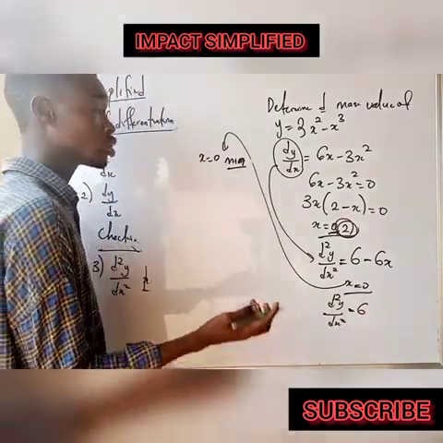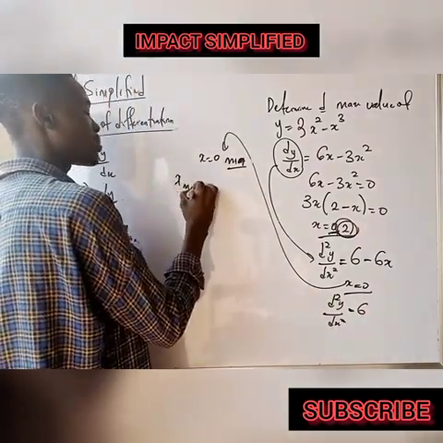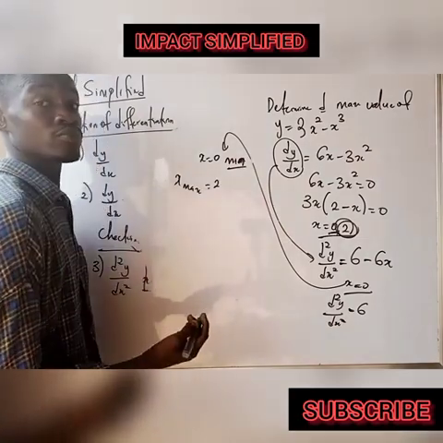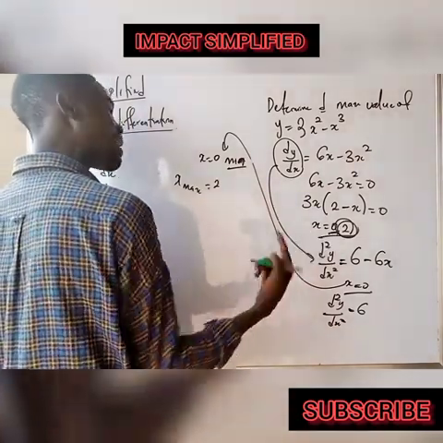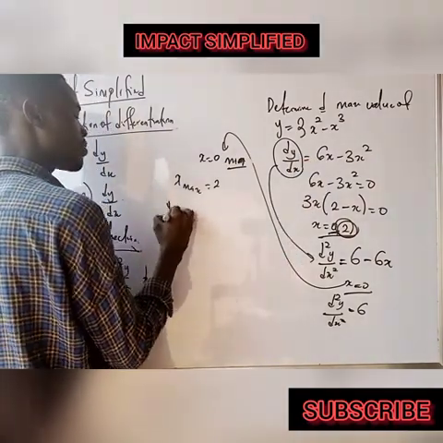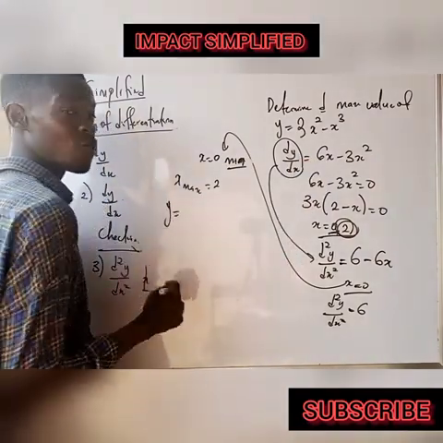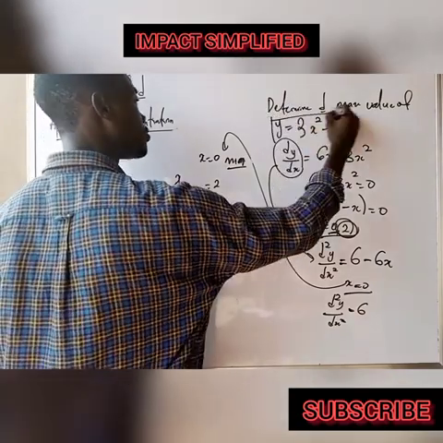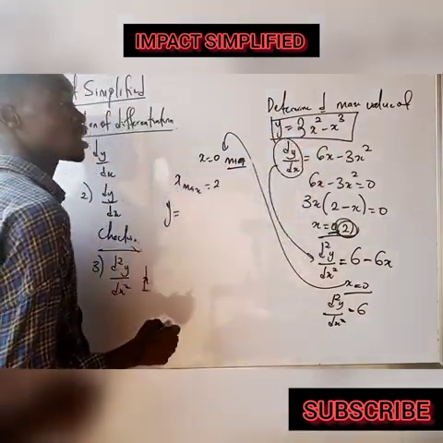Our x is equal to 2. So we have our x max as 2. But the answer is not 2, because they say find the maximum value, and the maximum value is the value of y. So in this function, insert your x as 2.